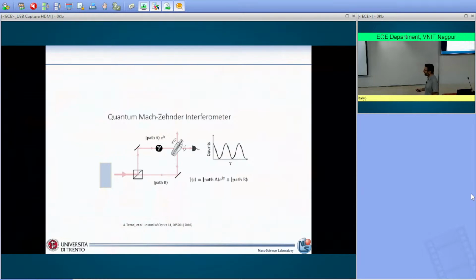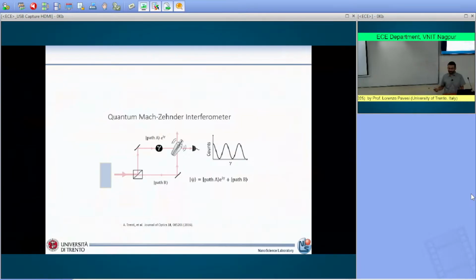So let us consider a Mach-Zehnder interferometer. A Mach-Zehnder interferometer is an interferometer where you have two paths, and you change the phase of the light that is traveling in one of the two paths, and then at the output, what you end up with is an interference diagram.